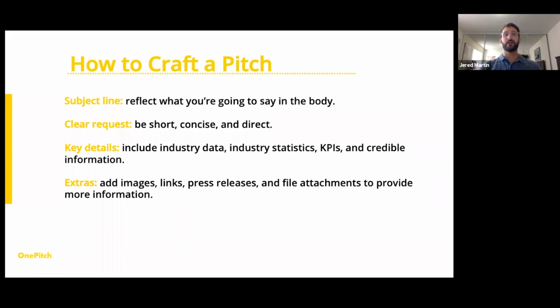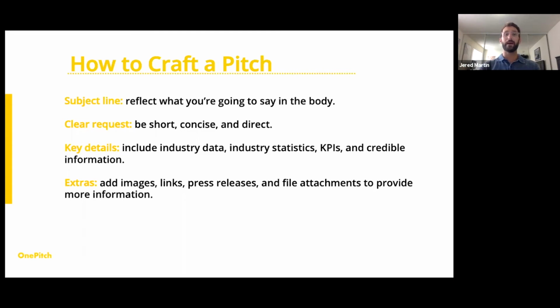So once you craft that clear subject line, what you want to think about is your request. And again, thinking about that email, this could be what is included in the body of that message. Very similar to the subject line, you want to be short, concise, and direct. You really want to provide a clear explanation of what you're pitching them. And then in those key details section, you want to explain why it's relevant, why it's important to their audience, and why it's worth sharing. Those key details go into the body of that pitch.